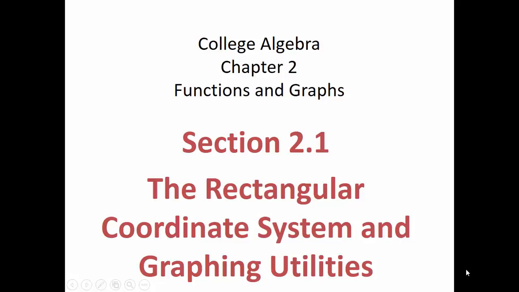All right, we're going to start chapter 2 for college algebra. We're going to do 2.1 and 2.3. We're going to skip 2.2, which is the section on circles. You'll like this first part because it's something you've done for a long time. We're talking about the rectangular coordinate system and graphing utilities.